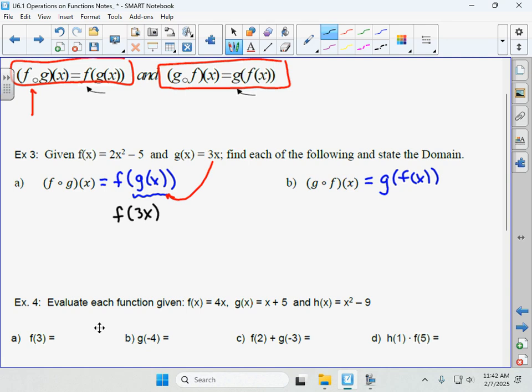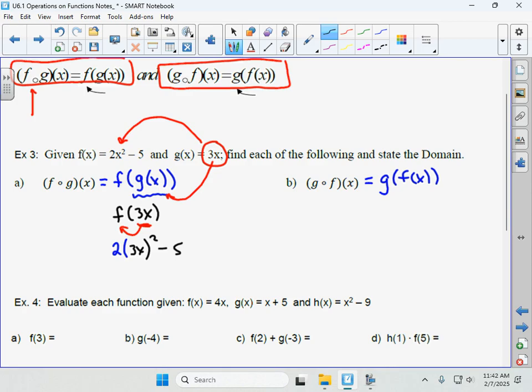So now what we're going to do is take this 3x and substitute it into the f function for x. So now we have 2 times (3x) squared, minus 5. All right, so again, all I did was take the g of x function, which is 3x, and substitute it in for x in the f function.